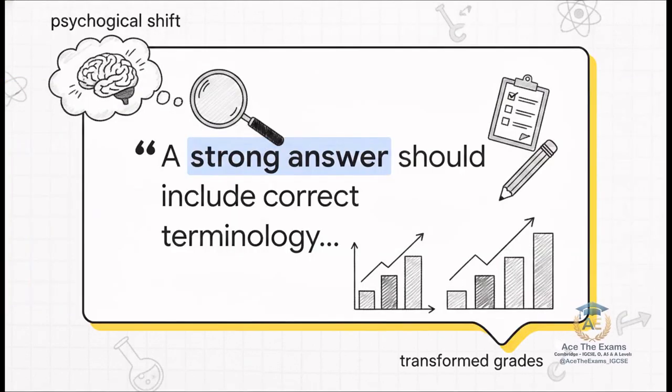To truly master these Cambridge exam papers, you need a psychological shift. You have to start thinking like the person grading your paper. As the examiner notes specify, a strong answer should include correct terminology, substituted values with units, and source page evidence. Don't just tell the examiner a story, prove it to them with their own data. Speak their language, use their checklists, and you are going to see a massive difference in your scores.